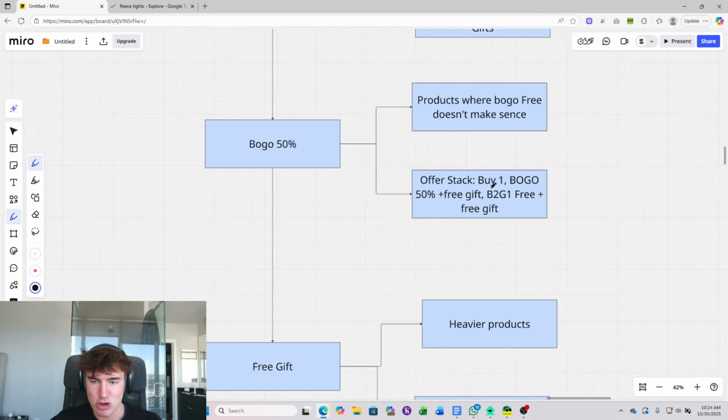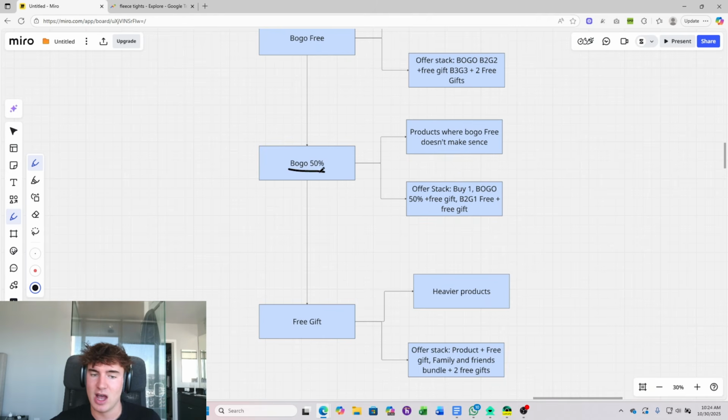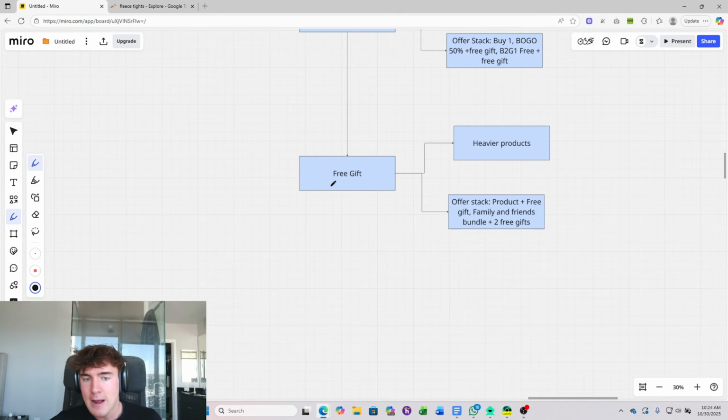An offer stack you could run with this is just a buy one, then the BOGO 50 plus a free gift, and then a buy two, get one free plus a free gift. That's the offer stack that I see works best with this type of offer, the buy one, get one 50% off. The last offer that I like to run is something called the free gift.